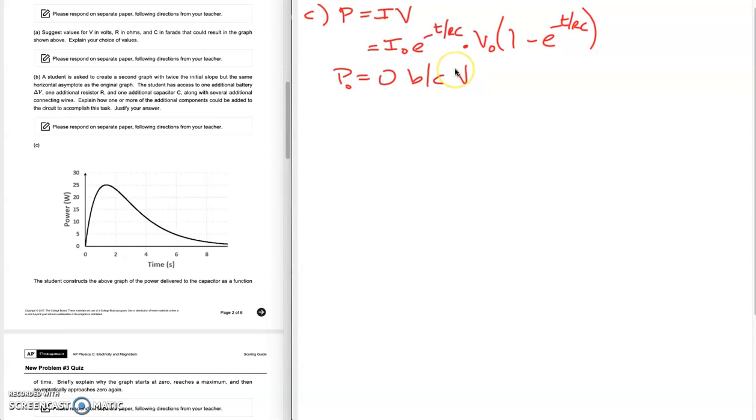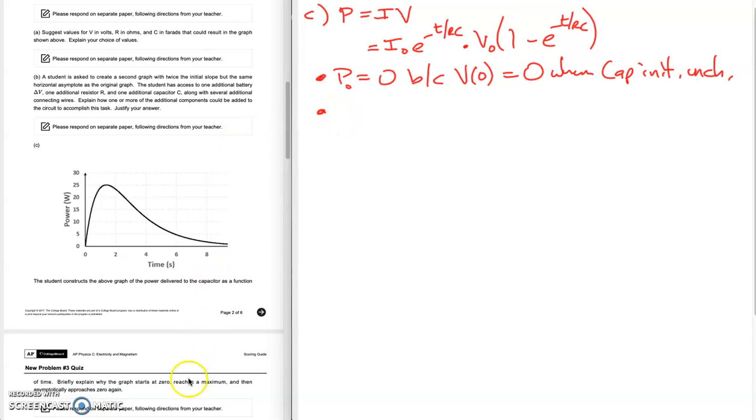Because V of 0 is equal to, and this V naught is the max, V of 0 is equal to 0 when the cap is initially uncharged. So that's important point number 1.